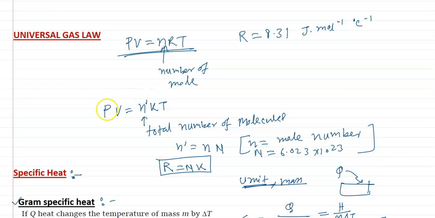If I write PV equals N dash KT, N dash means the total number of molecules, and K is the Boltzmann constant. The relation between K and R is R equals NK.